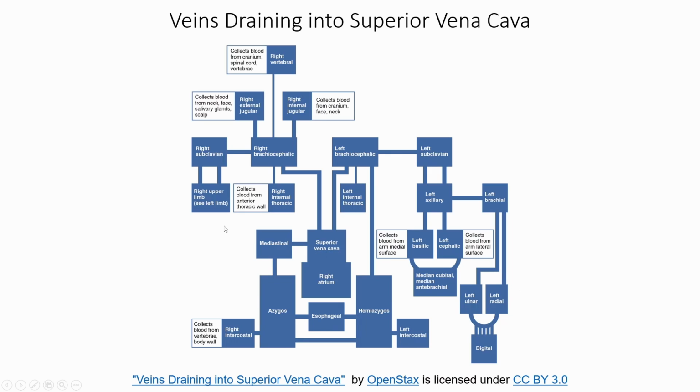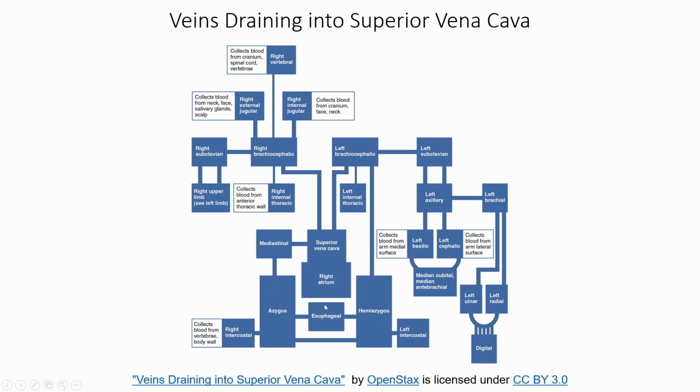If we look at what's coming from the limb, that's what we have over on this side. So digital to the left and right, left ulnar and radial to the left brachial. The median cubital and median antebrachial will drain into the left basilic and cephalic, all draining into the left axillary to the left subclavian, left brachiocephalic, and then superior vena cava.